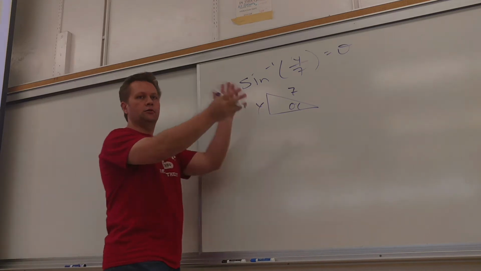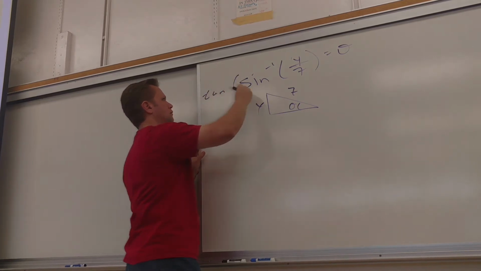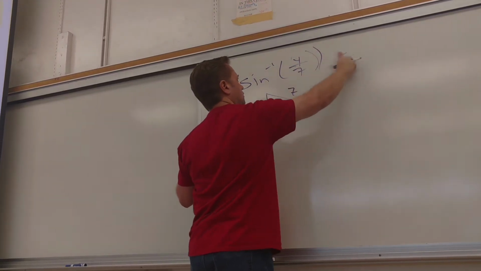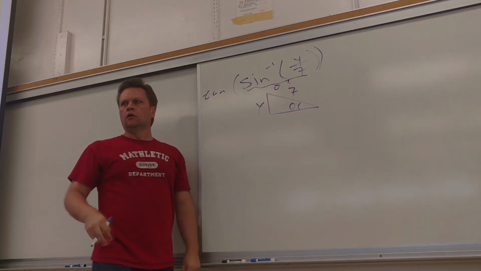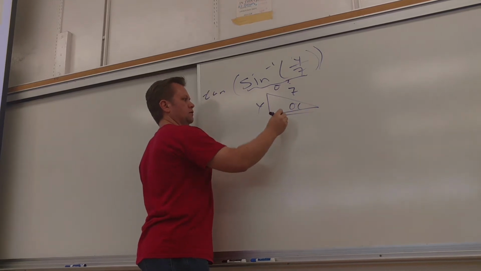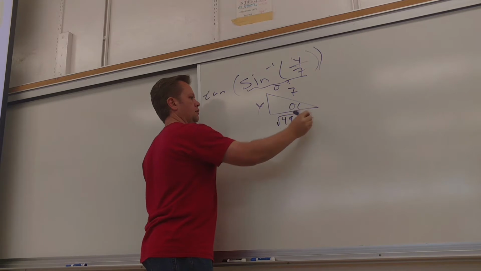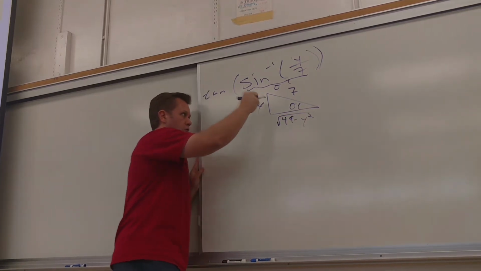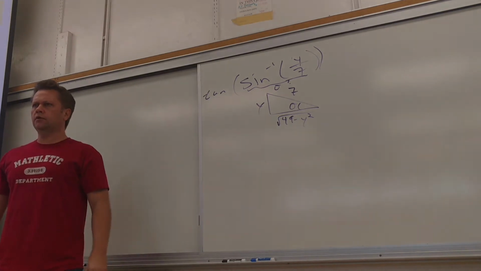And then I can ask you whatever, right? I can ask you, alright, so what's the tangent of this angle? It's opposite over adjacent, so you have to figure out this side, which is the square root of 49 minus y squared. So you get y over that for tangent, right? You guys kind of with me?